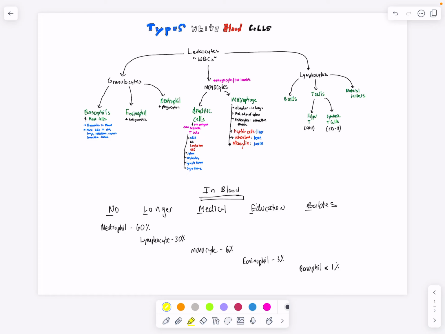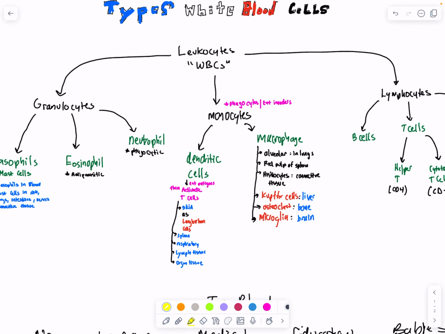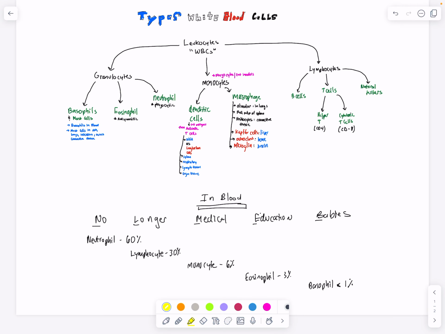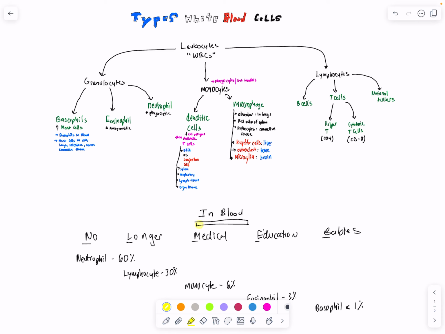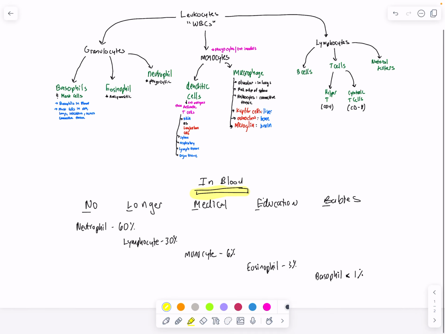Hi guys, this is a quick video on the different types of white blood cells covered in histology. This has been a topic that I've wanted some clarification on, so thus made this video. In particular, for histo, we've been focused on white blood cells or leukocytes in blood, and so we had this mnemonic for white blood cells in blood and their various percentages, which is "No Longer Medical Education Babies."